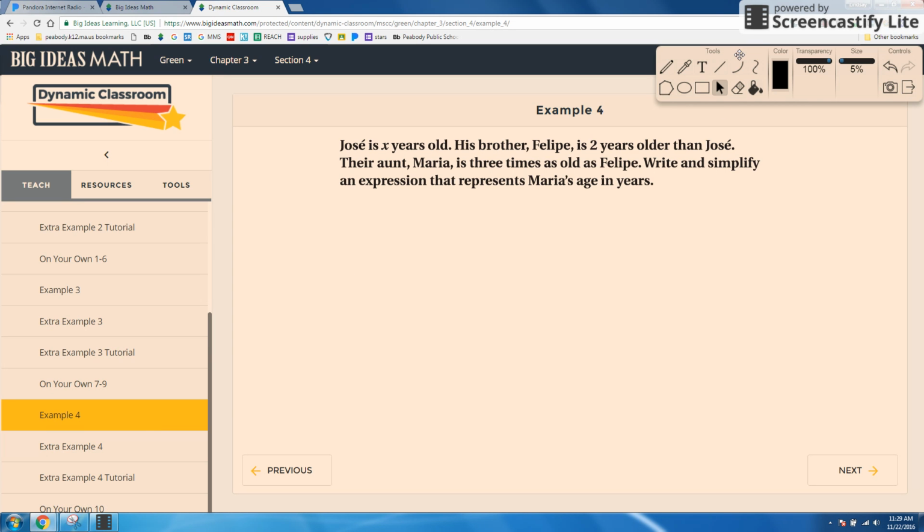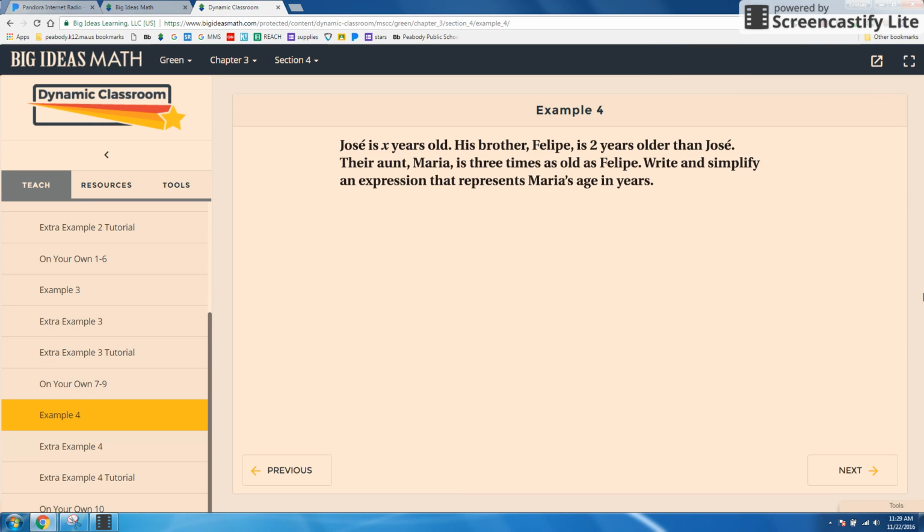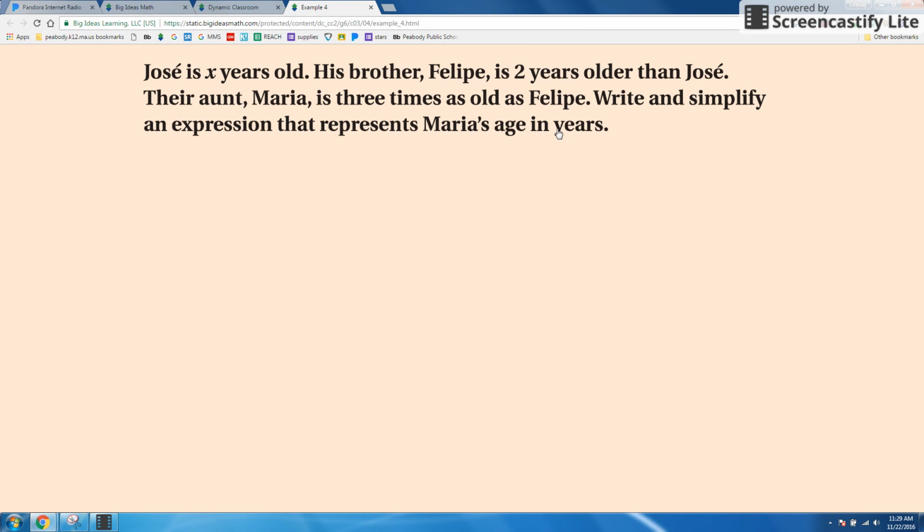Now we're going to apply it with a word problem. So let's do this one together and then I'll give you one to try. So it says Jose is x years old. His brother Felipe is 2 years older than Jose. Their Aunt Maria is 3 times as old as Felipe. Write and simplify an expression that represents Maria's age in years.